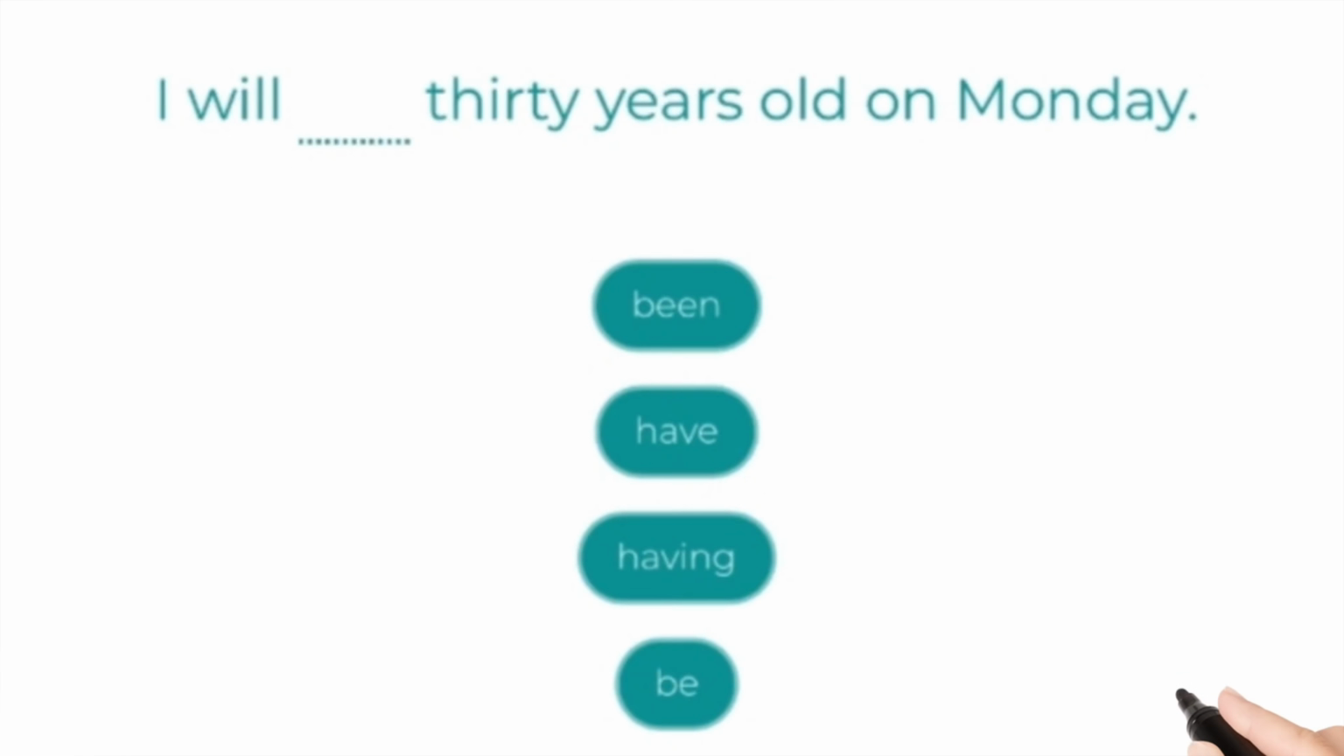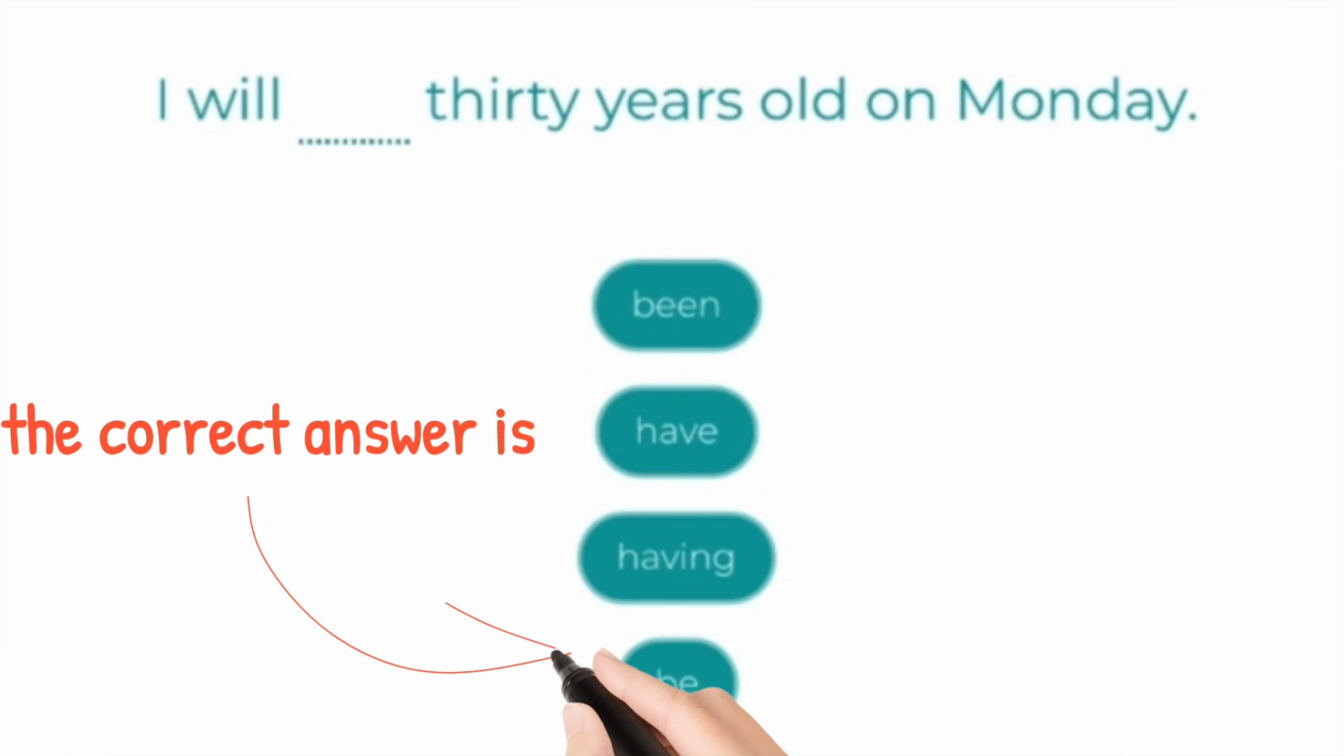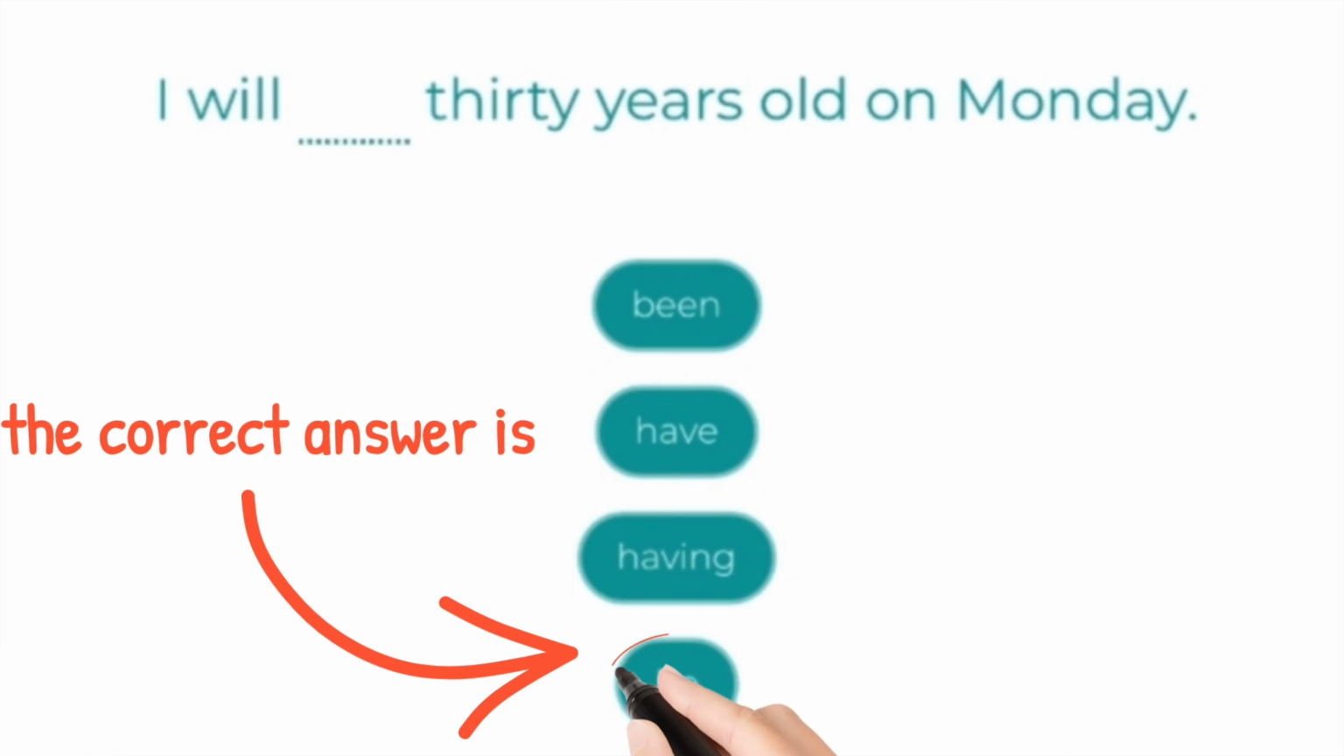Okay, so let's continue to the next question. The next question is: I will ___ 30 years old on Monday. There are four options for the answer: been, have, having, and be. Guess again, what do you think the correct answer is? You're right. The answer is be.